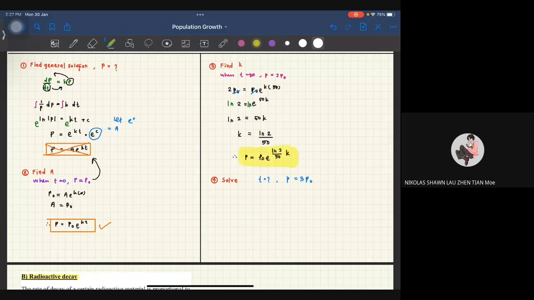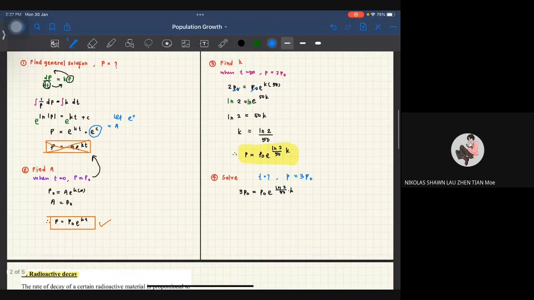Okay, so kita akan masukkan nilai yang warna biru tu. So I will have P is 3P naught, and then equals to P naught E to the power of ln 2 per 50K. Like this. Okay, so P naught dengan P naught cancel out. This one cancel, this one cancel. So akan dapatlah 3 sama dengan ln 2 per 50K.